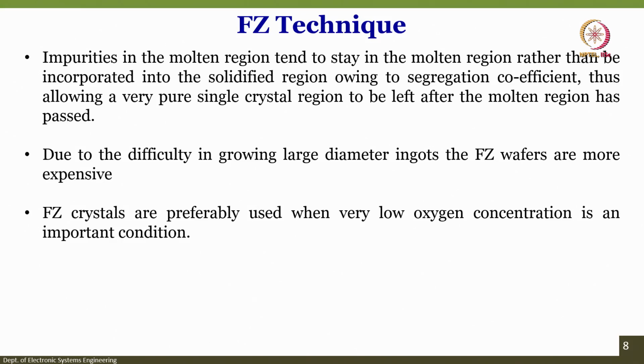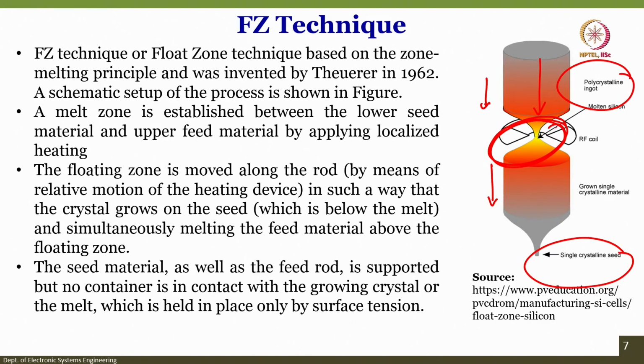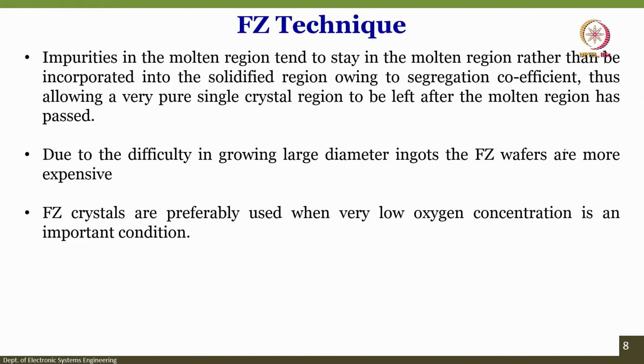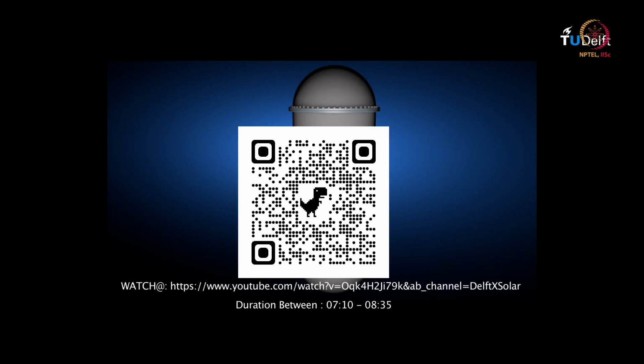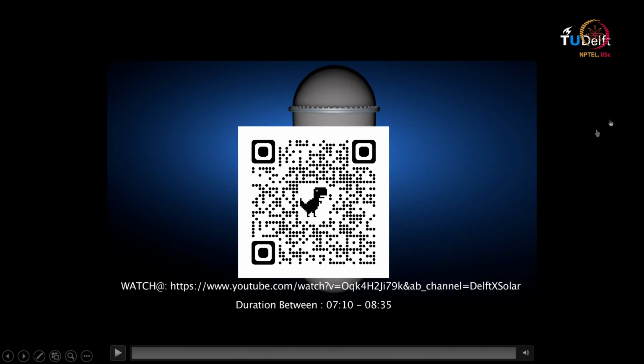Due to the difficulty in growing larger diameter, because in this case the entire thing depends on the molten region between the lower seed and the upper feed, you cannot have bigger diameter wafers or ingots. The FZ wafers are more expensive because the contamination will be extremely low. The FZ crystals are preferably used when very low oxygen concentration is an important condition. So, the CZ technique and the FZ technique both have advantages, like I said, and limitations. Now, let us see the FZ technique video.